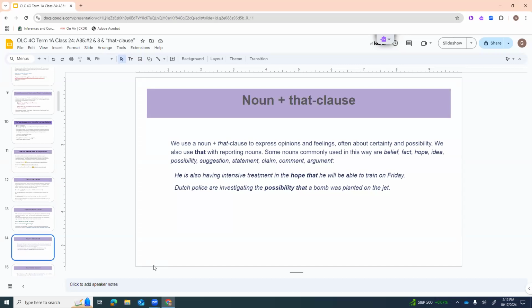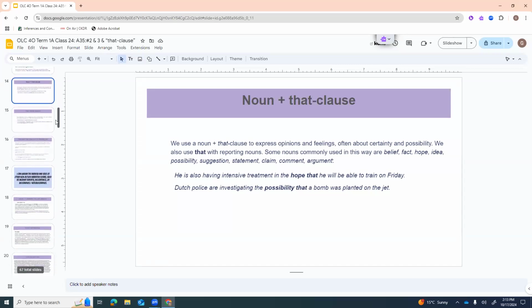He is also having intensive treatment in the hope that he will be able to train on Friday. Dutch police are investigating the possibility that a bomb was planted on the jet. So in this case, that is explaining the noun in a more detailed manner. What's the hope? The hope is that he's going to be able to train on Friday. What's the possibility? The possibility is that a bomb was planted on the jet. So it's describing things in a more detailed fashion.